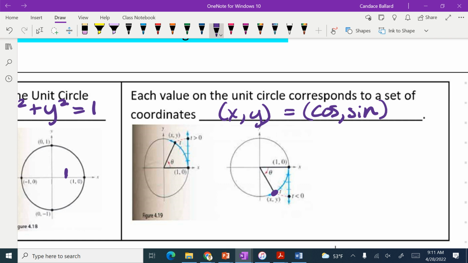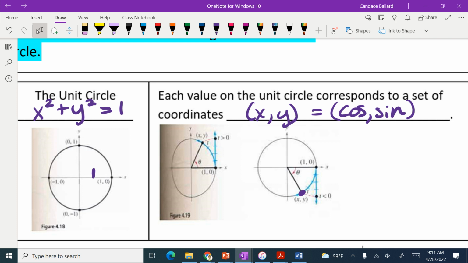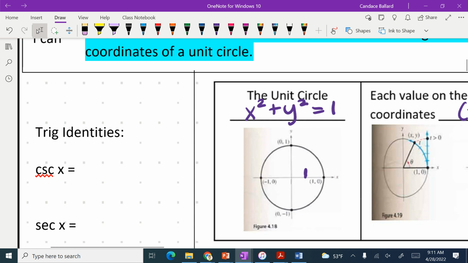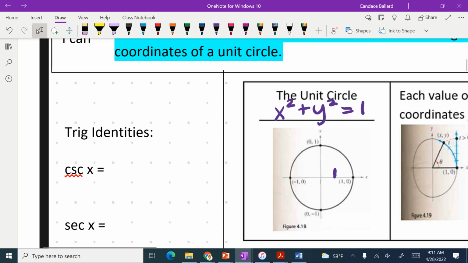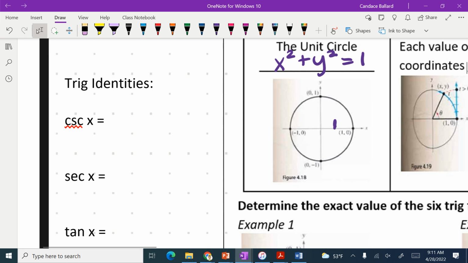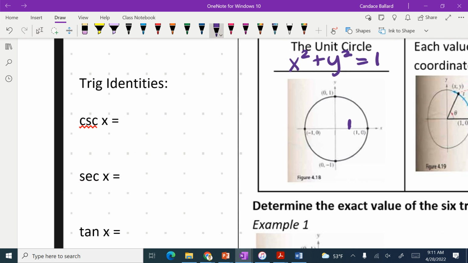Now, we know we have way more trig ratios than just sine and cosine, so we have to be able to get the other ones. Well, for the other ones, there are some special trig identities. We've already talked about the reciprocal identities. We know that if we've got cosecant, that's 1 over sine, right? It's the reciprocal of sine.